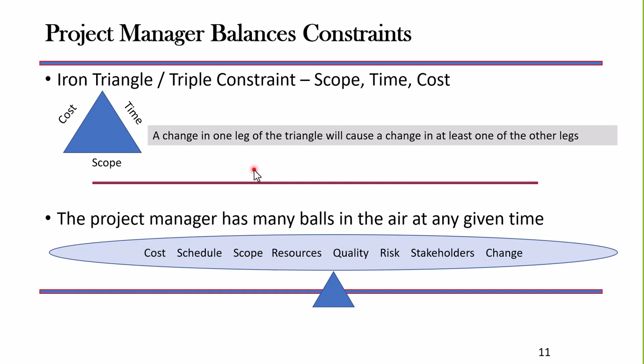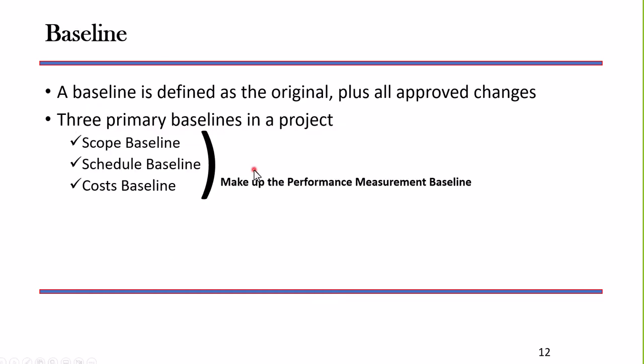Now, we always have 3 baselines. Actually, there's 4, but 3 of them make up the 4th. We always have a scope baseline. What is the scope of this project? The details of it. We always have a schedule baseline. What is the schedule for completion of this project, for executing the activities? And then we have a cost baseline. What are the costs associated with each activity, and when are we going to expect to pay out for those costs?